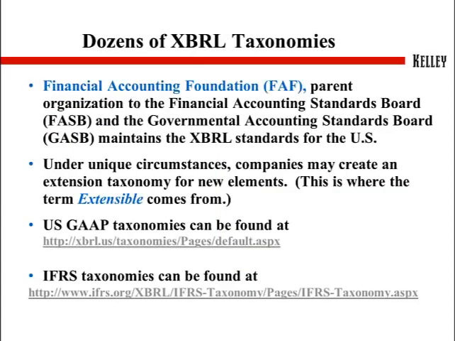There's dozens of XBRL taxonomies that are available. The Financial Accounting Foundation, which is the parent organization to the Financial Accounting Standards Board and the Governmental Accounting Standards Board, maintains the XBRL standards for the United States. Under unique circumstances, companies may create an extension taxonomy for any new elements, and this is where the term extensible comes from. If you're interested in looking at U.S. GAAP taxonomies or IFRS taxonomies, I've got the URLs here where you can view them.